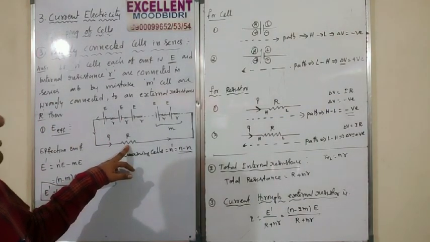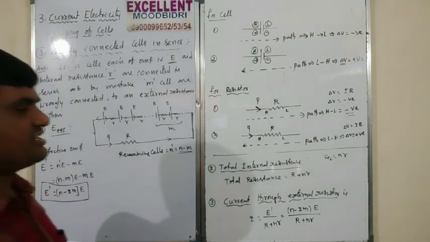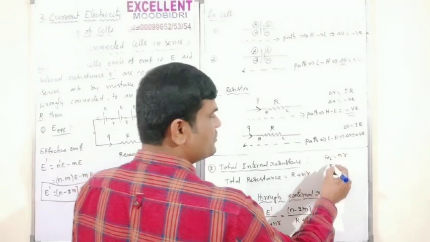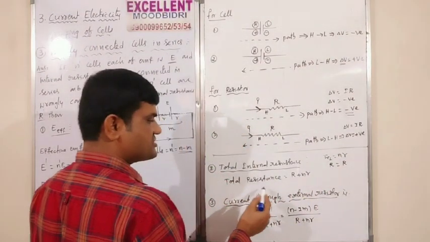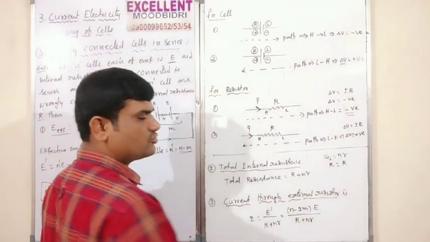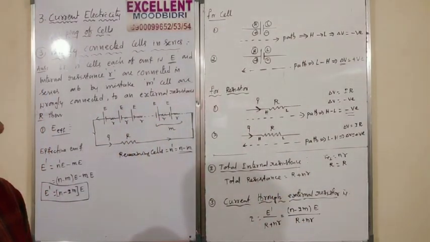External resistor. Which combination? Series combination. Series combination means this one plus this one is equal to how much? R only. Therefore, series combination: R plus N into R.